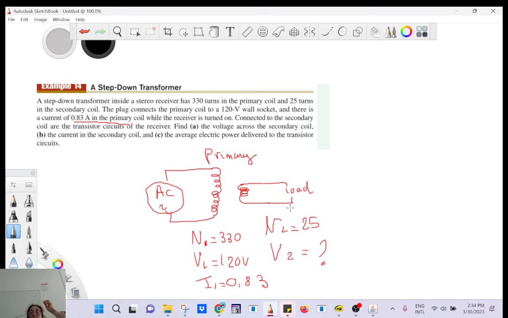The ratio between the voltages is the same as the ratio between the turns, right? So you have different ways to do it. You can have V1 over N1 equals V2 over N2. So you can do that. If you do that, what do you get?